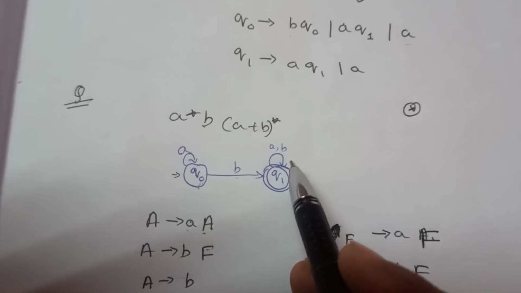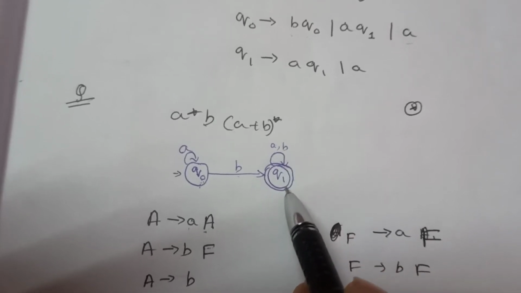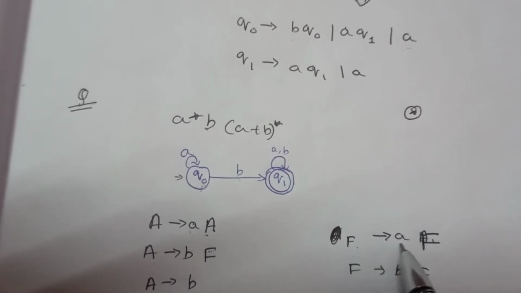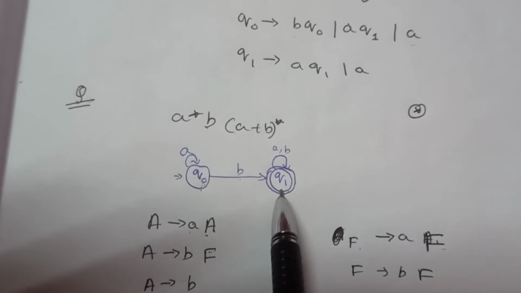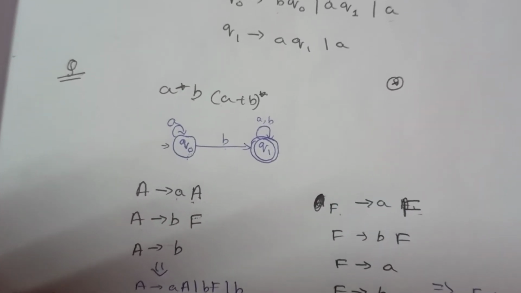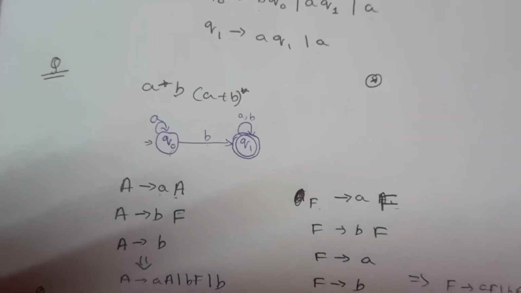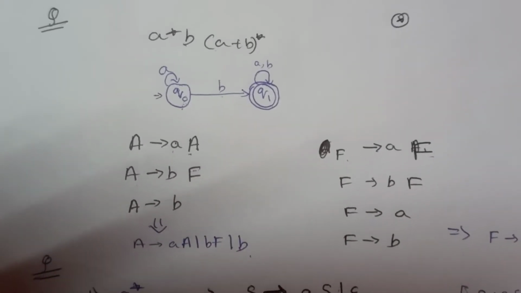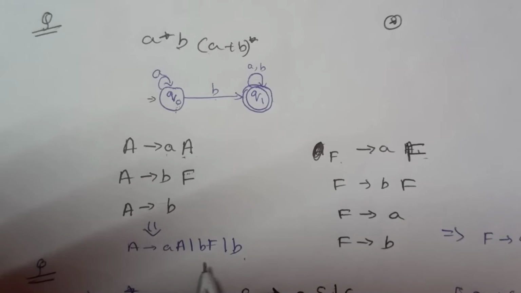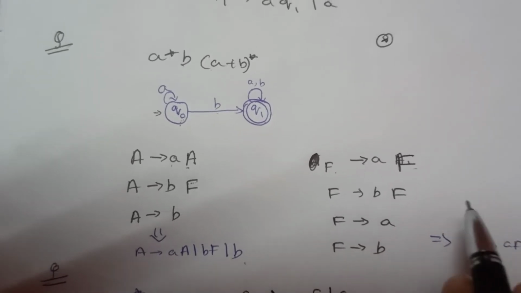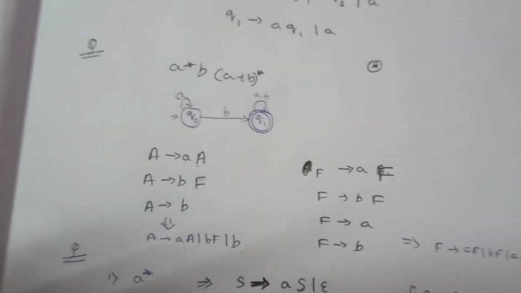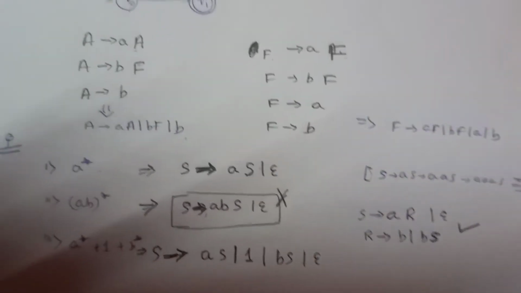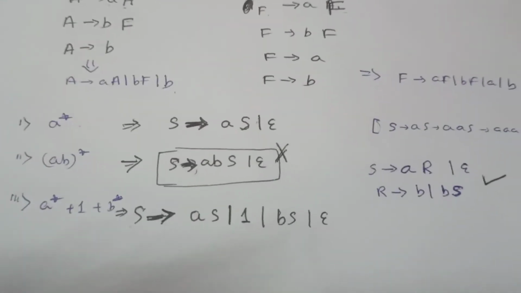So for this state, for both A and B, it is reaching the same state. So from F to AF and F to BF, these are the production rules. And as F is the final state, for F to A and F to B, these production rules will also be included. And I have written it through the pipe operator. So A to AA, BF and B in a particular symbol, and F to AF, BF, AB is in a particular production rule. Okay.